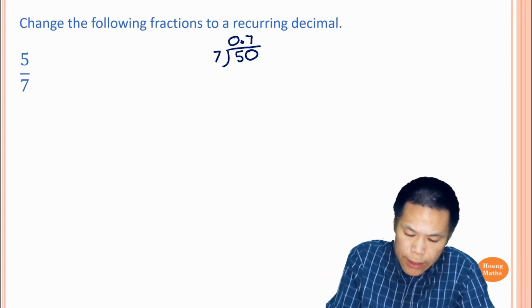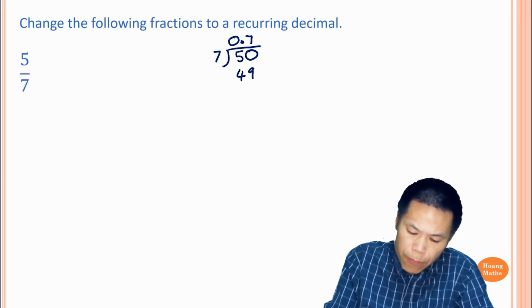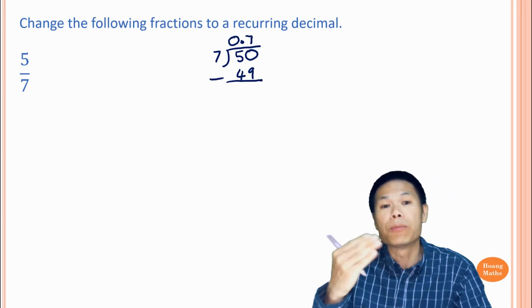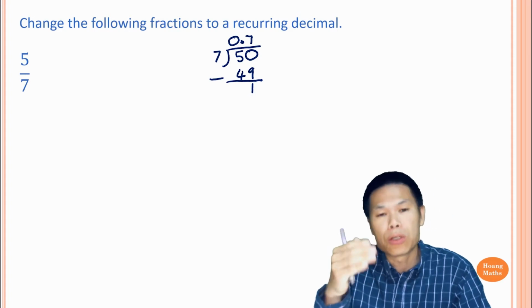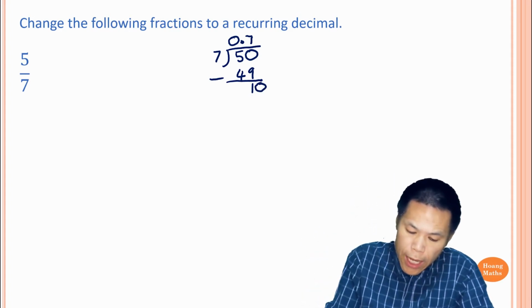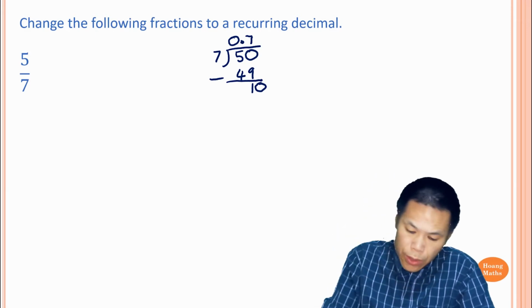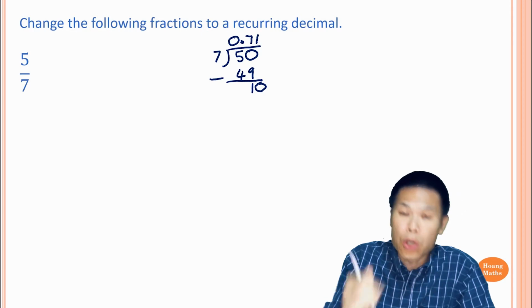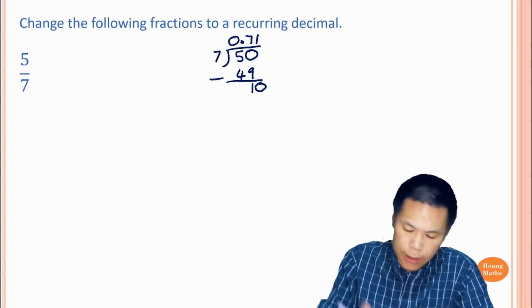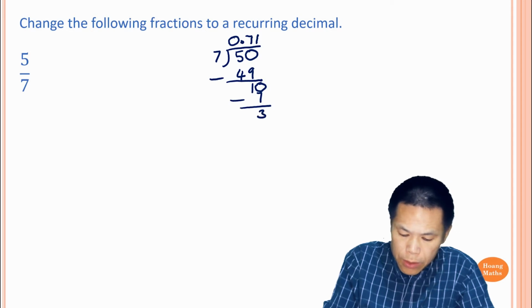So we write 7 down, and 7 times 7 is 49. I just write this down, and we minus it, so it becomes 1, because 50 minus 49 is 1. And then we add 0 at the end, it becomes 10. And 7 goes into 10 once, because 1 times 7 is 7. And then we just minus it, that becomes 3.